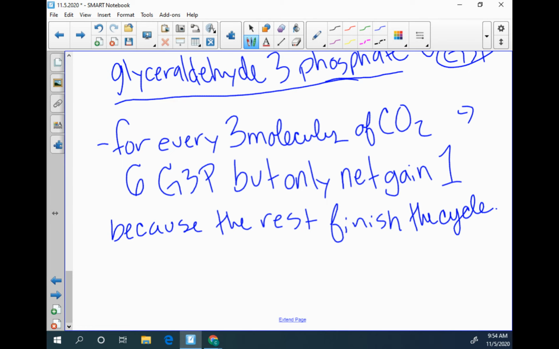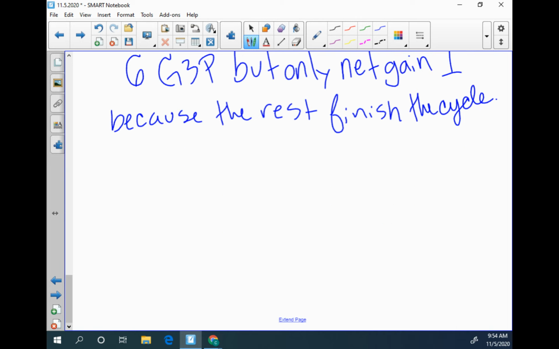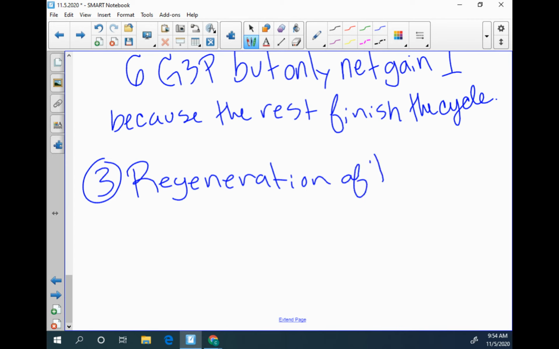So, after step 2, we have our byproduct, right? We have what we need, we have our sugars. But because it's a cycle, we have to get back to the beginning. So step 3, or phase 3, is the regeneration of RuBP. It's Calvin's cycle for a reason.